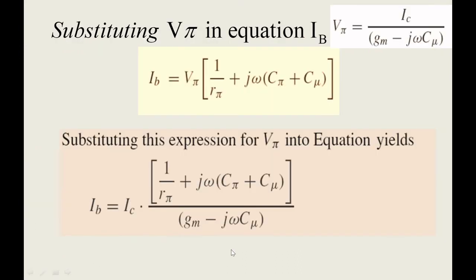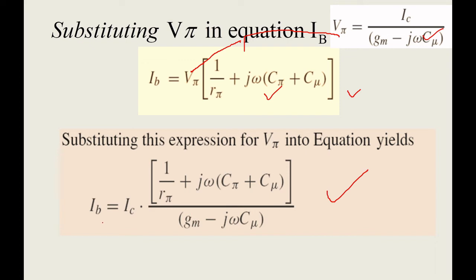Okay, now very interesting. Here you already determined the equation V pi equals IC divided by gm minus j omega C mu. Already we have determined the equation in earlier slides, that is IB equals V pi into 1 divided by R pi plus j omega into C pi plus C mu. So both of these equations we already determined at the earlier stage. What I am going to do is substitute this V pi here, that's all. So if you substitute, you will get this equation.